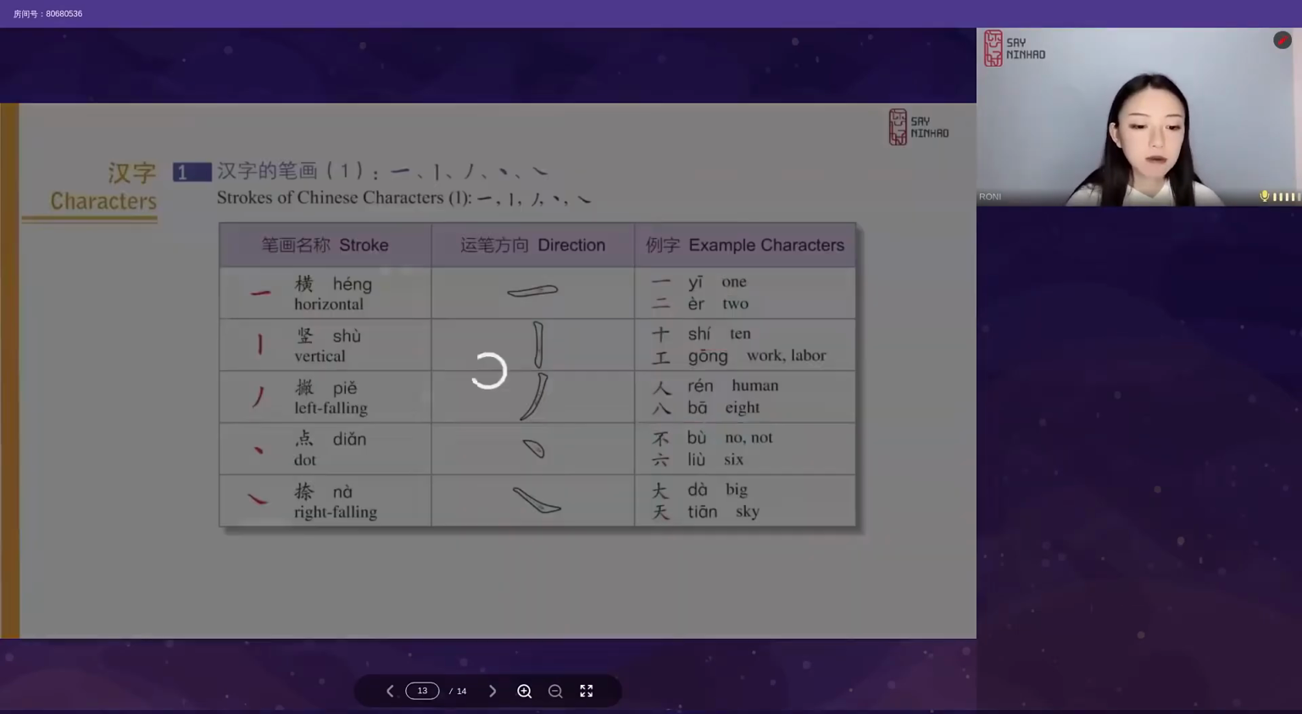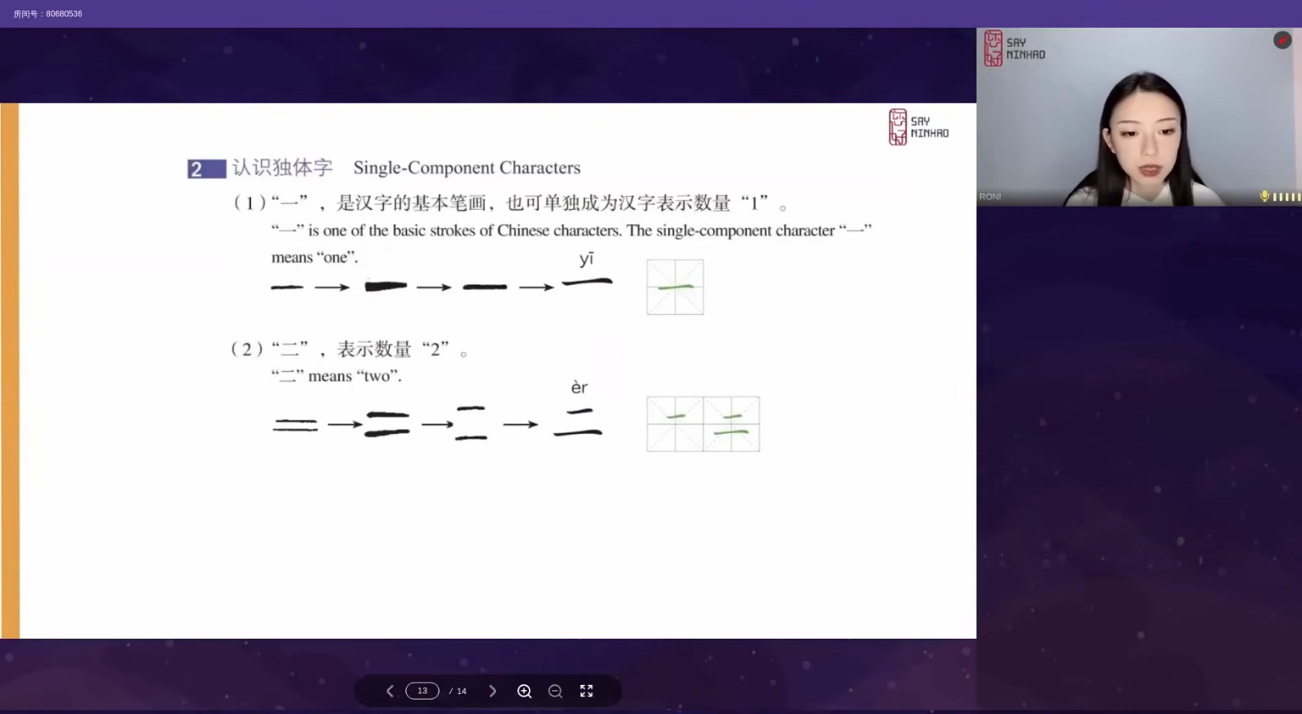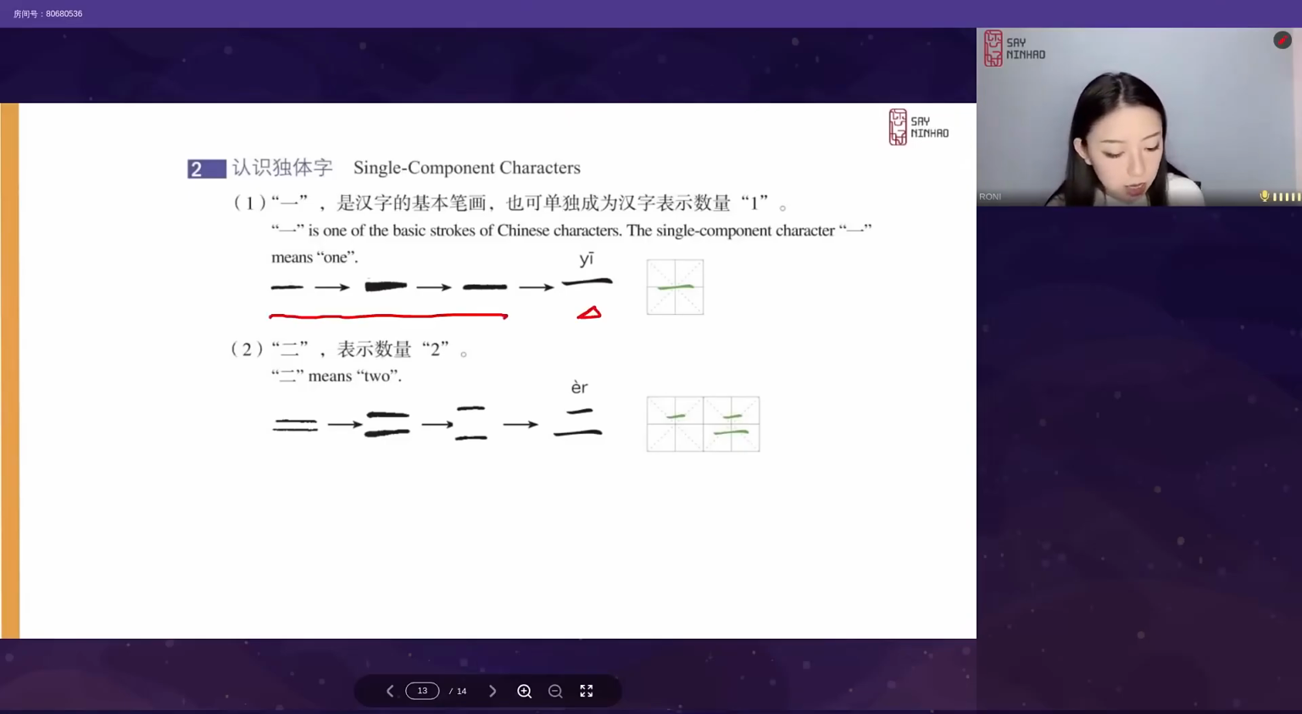Now let's see some single component characters. First one, 一. This one we've already seen, really familiar, which means one in Chinese. This is how to write it in history. And nowadays, in modern Chinese, we write it like this, from left to right, okay? Left to right. 一, really easy, which means 1.